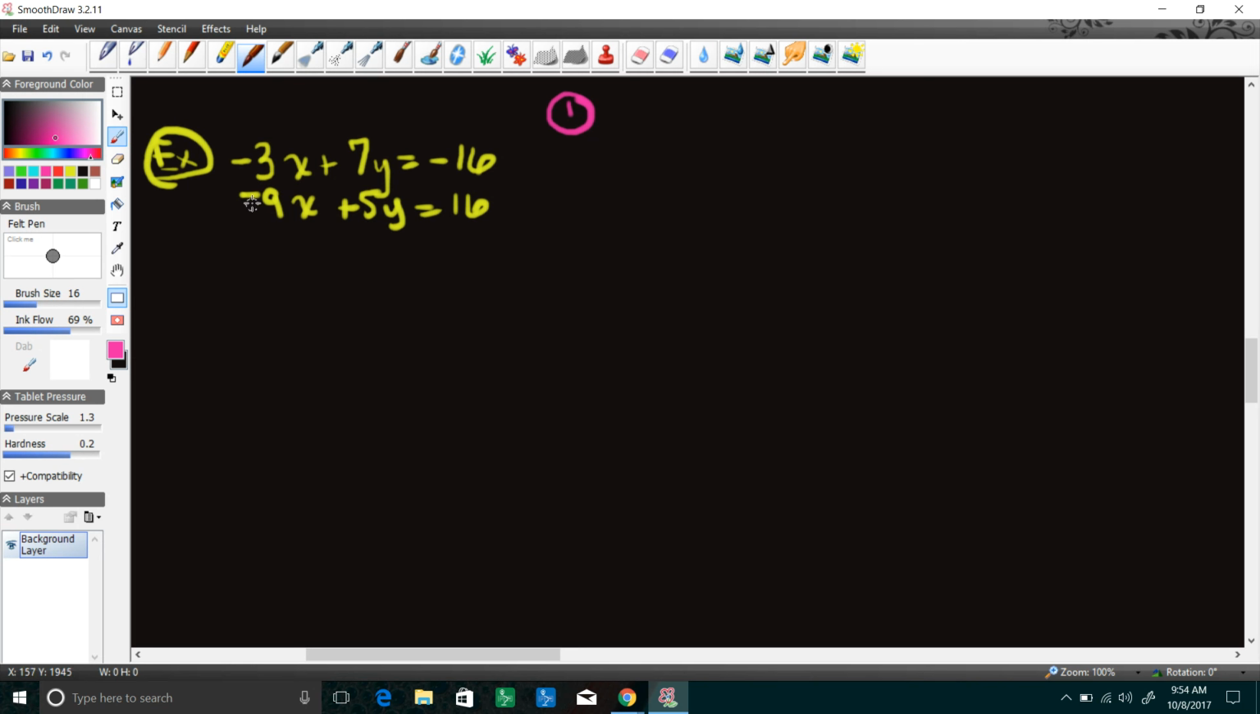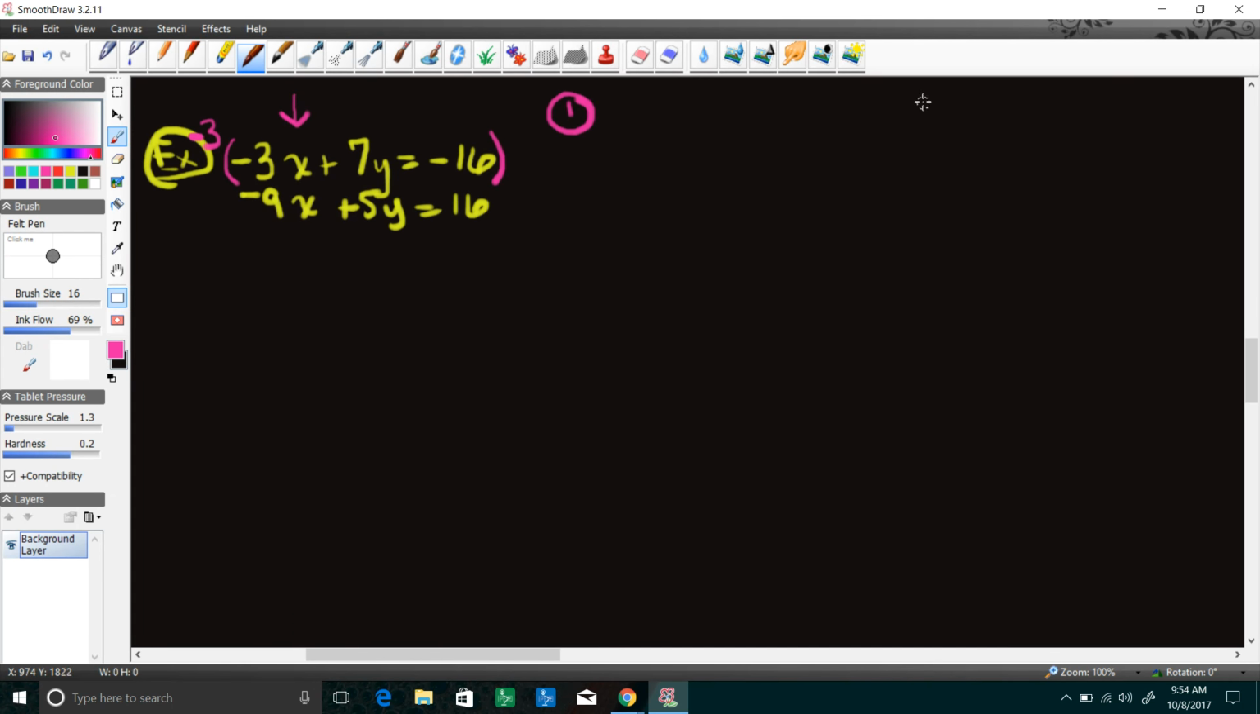So if you look at this, you do have to think a little bit, okay? You have to consider, do I want to cancel the x's or do I want to cancel the y's? I would probably try to go for the x's because notice that 9 and 3 are related in a certain way, meaning that 3 times 3 is 9. Okay, so if I were to multiply this entire thing by negative 3, because we want to make it the opposite, I would be able to cancel out the x's.